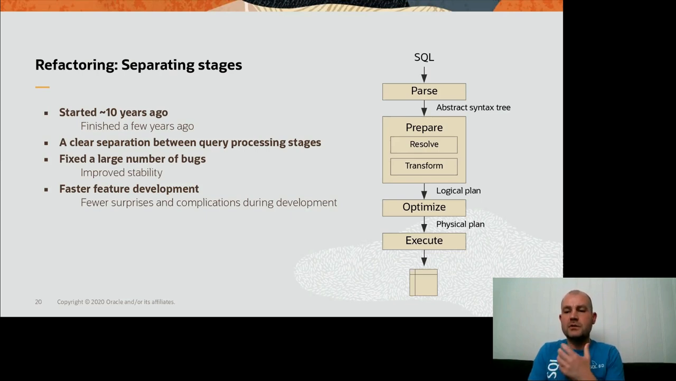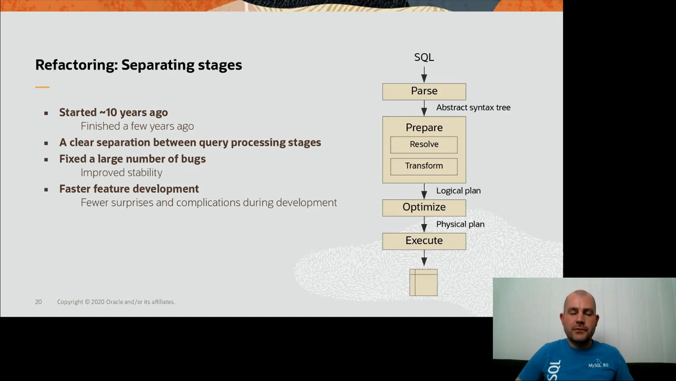And this was really the main thing that improved stability. As I said, these unresolved things that you're trying to execute were a huge class of bugs. It also helps feature development. We have fewer surprises. If you do a query transformation, for instance, to unnest a subquery, then you have fewer surprises if everything is properly resolved first.